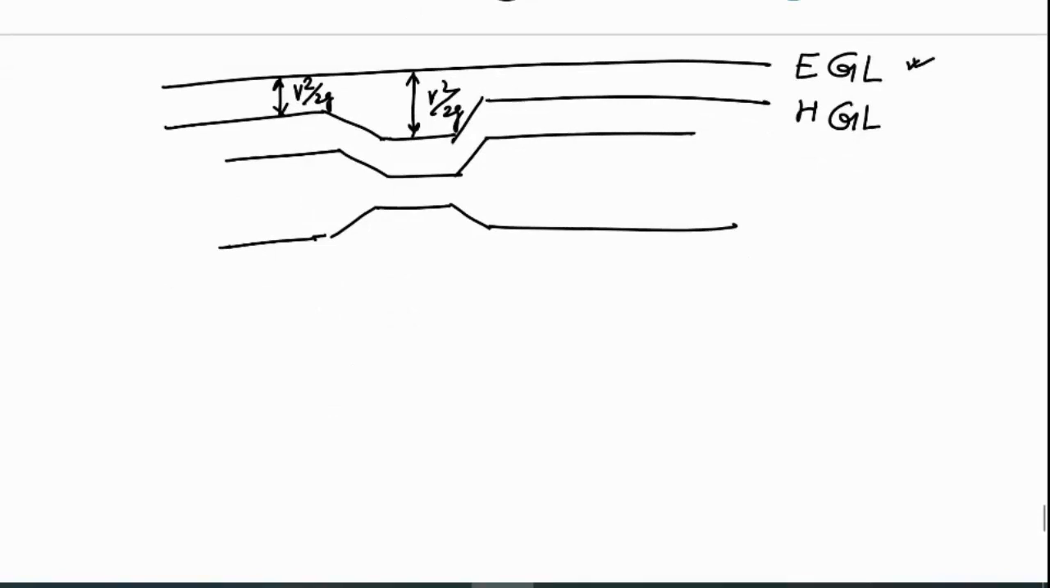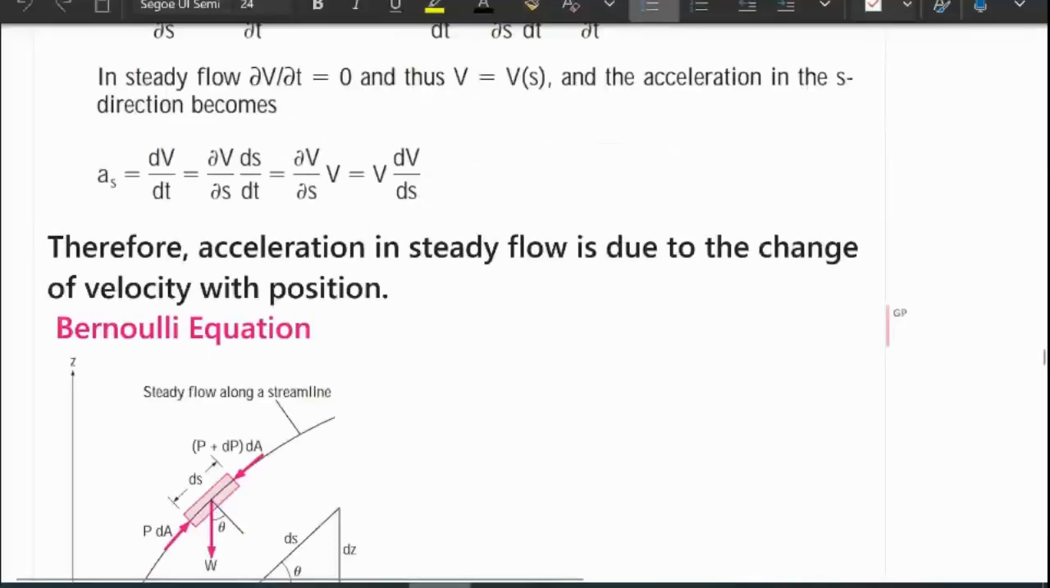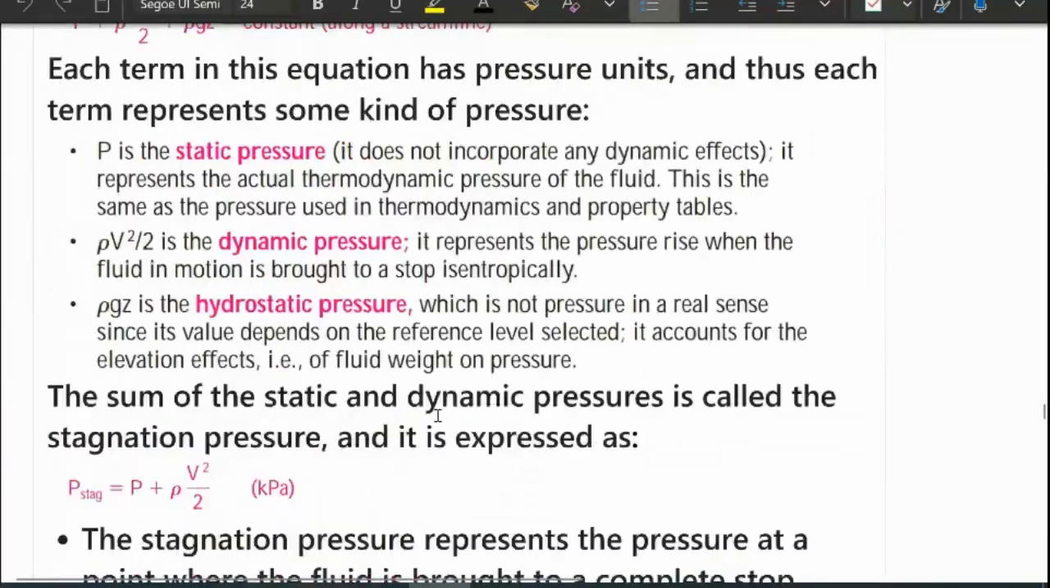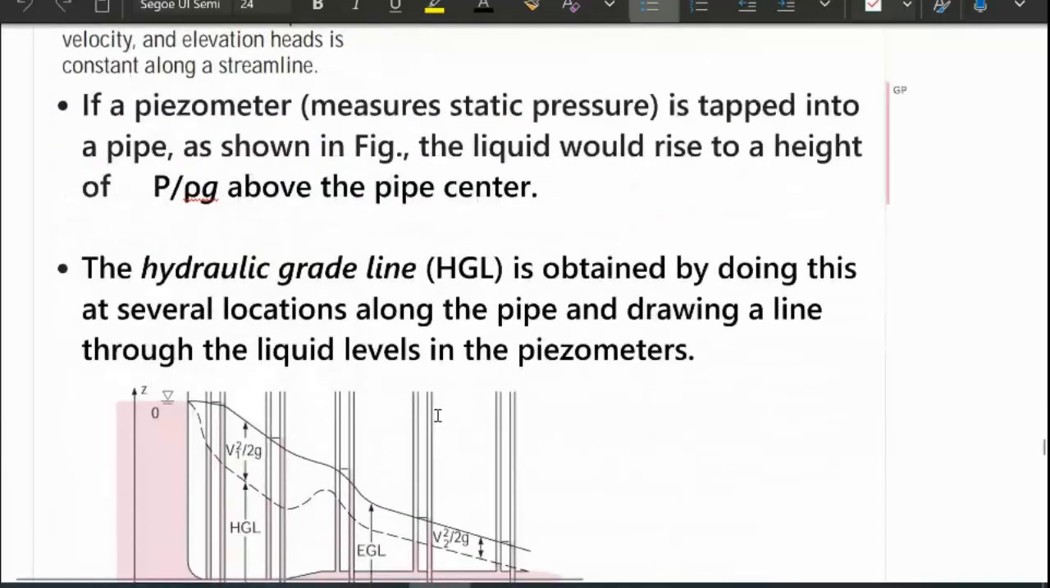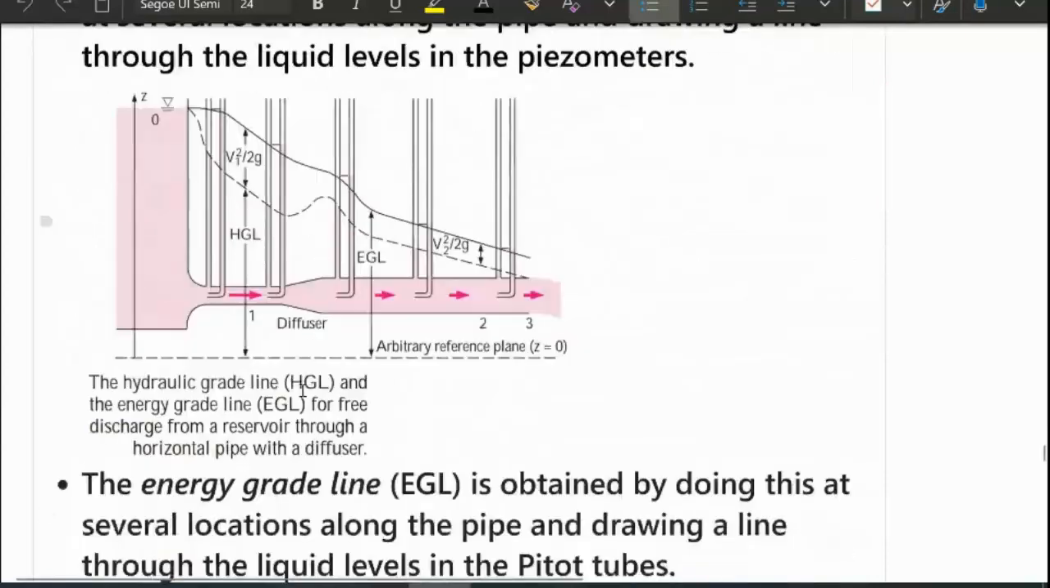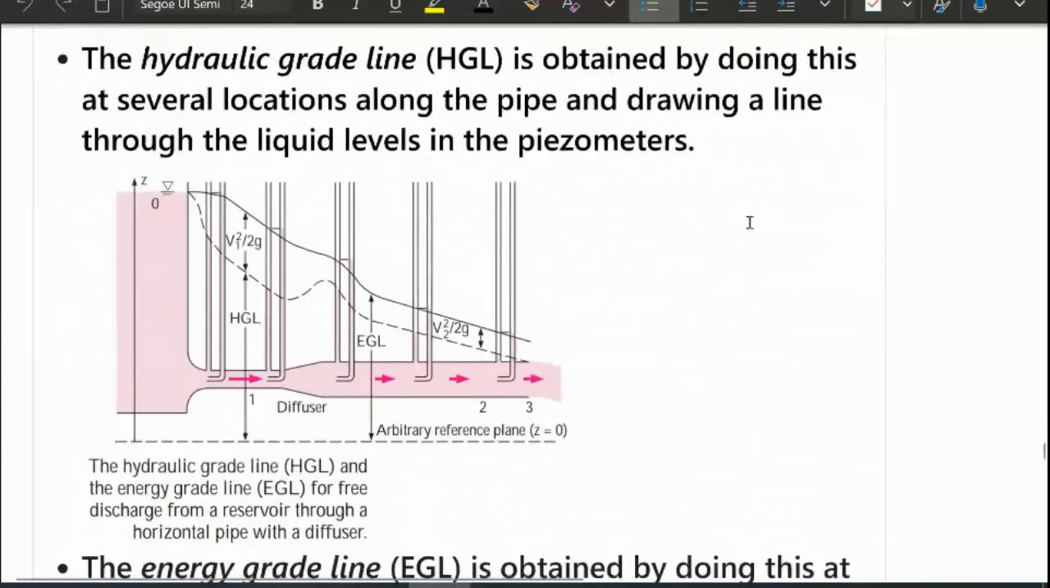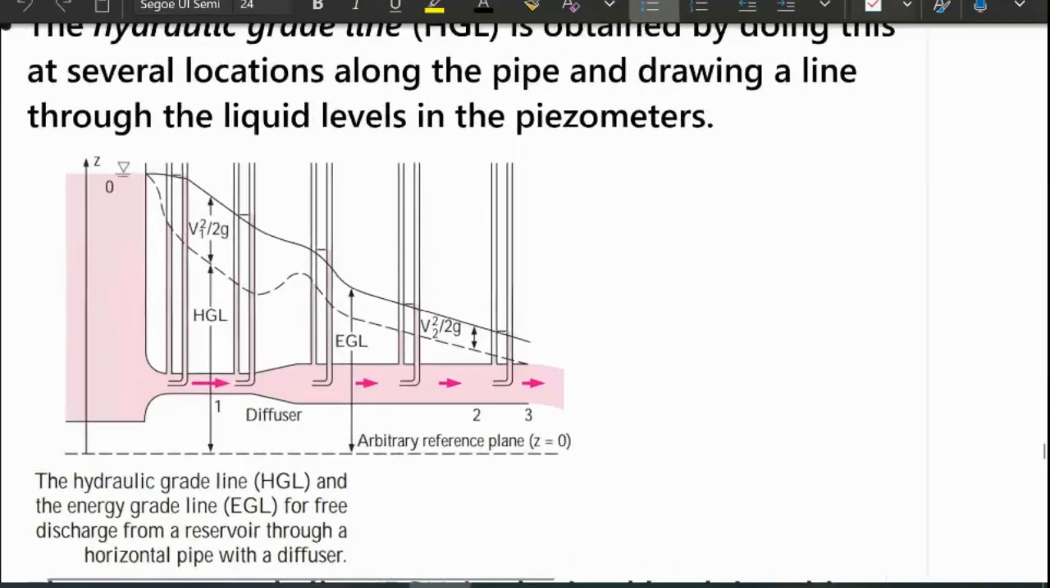Now some important points about energy grade line and hydraulic grade line. The first point is, I can explain this even without going into the details, even without writing. So you see, is this figure visible to you? Is the slide visible? Yes, sir.